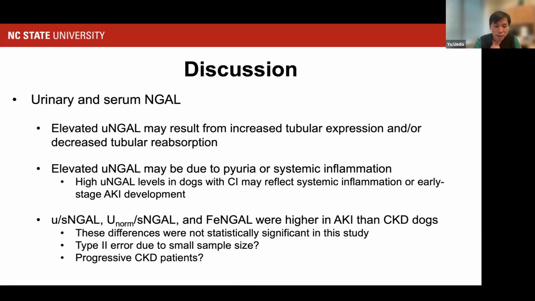And again, these other calculated variables of the NGAL, including the fractional excretion of NGAL, were higher in the AKI than the CKD. Actually, well, not higher than CKD. Oh, that's right, sorry. These variables were higher in the AKI group than the CKD group, but there are no statistical differences. This could be because of such a small sample size with type 2 error, or maybe there are patients with progressive CKD.